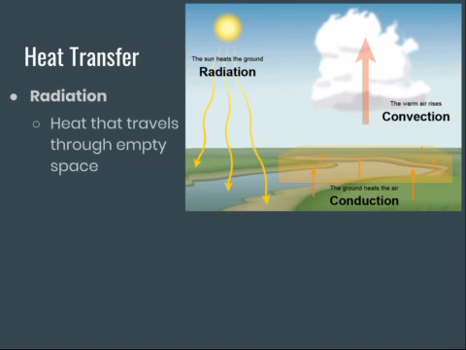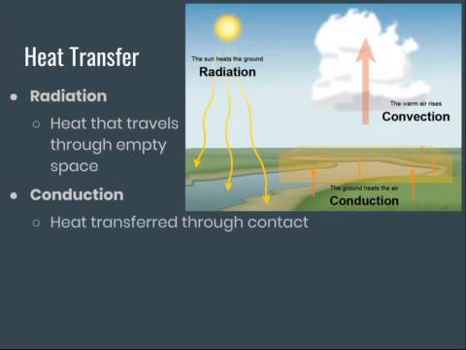To have heat transferred by touch, that is called conduction. So when sunlight enters the Earth's atmosphere through radiation, it's absorbed by the Earth's surface. The air that touches the Earth's surface is warmed by conduction. So that would be like if you touched a hot pan on a stove, it would burn your hand because heat has been transferred by contact.